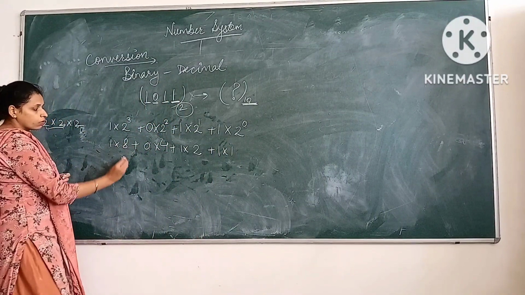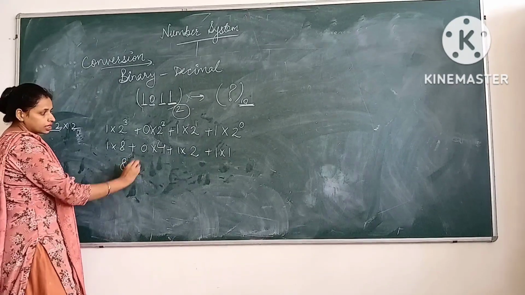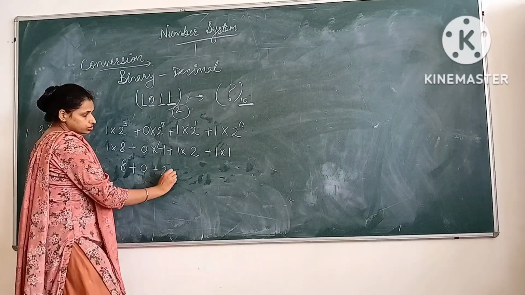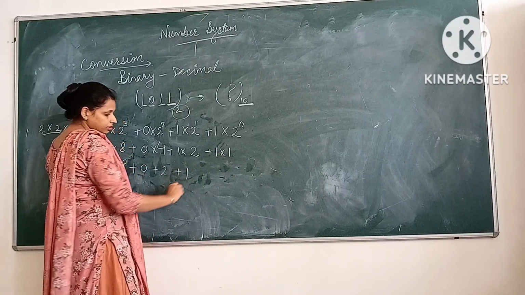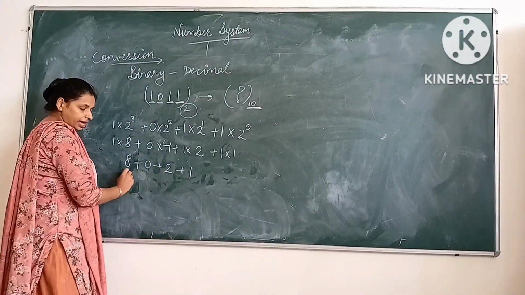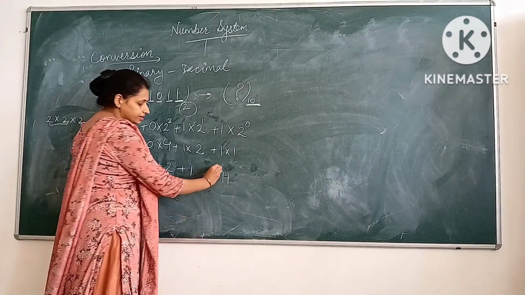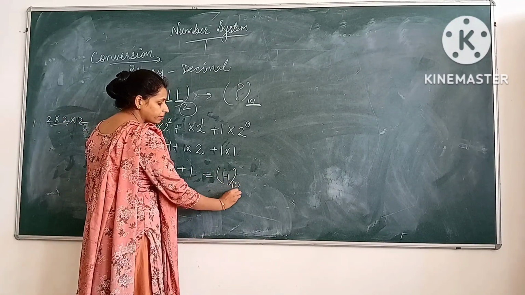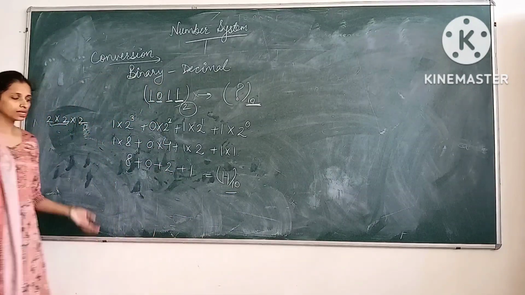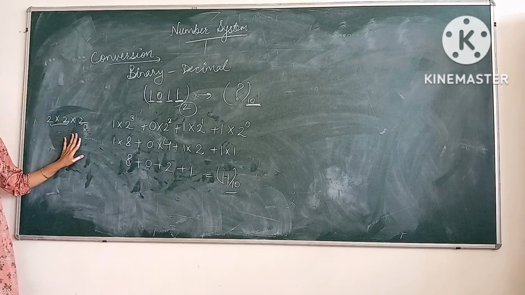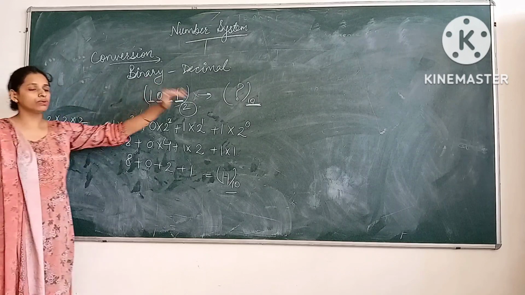Now solve it. 1 into 8, 8. 0 into 4, 0. 1 into 2, 2. Plus 1 into 1, 1. Now add 8 plus 2 plus 1 is 11. And this is the decimal number system. So we are using conversion from binary to decimal.